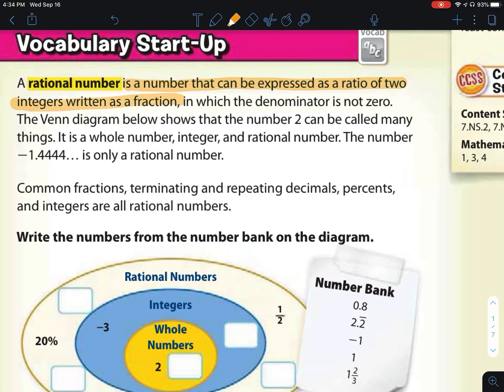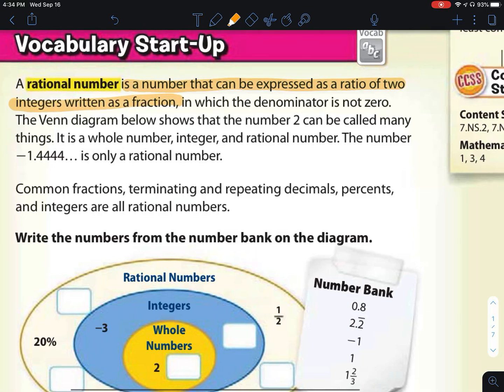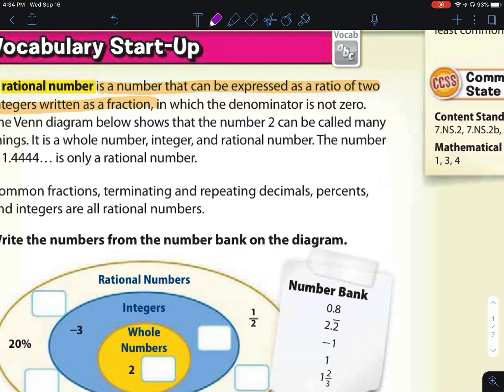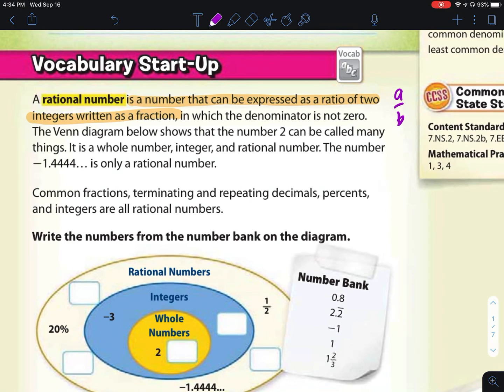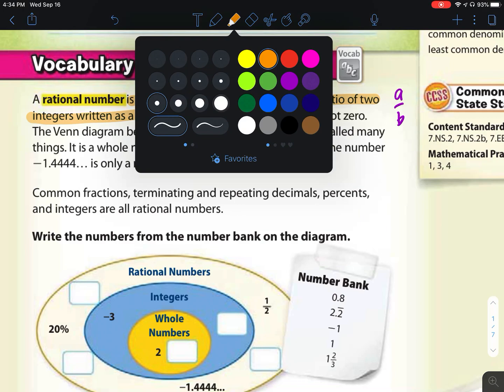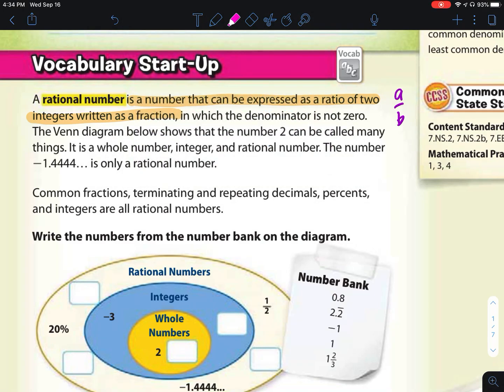So basically what it's saying is that if you can write a number as a fraction, in the form of a over b, because a over b is a fraction, then it is considered to be a rational number, provided also that your denominator, which is b, is not equal to 0. So b should not be equal to 0, okay? And you can write it as a fraction.